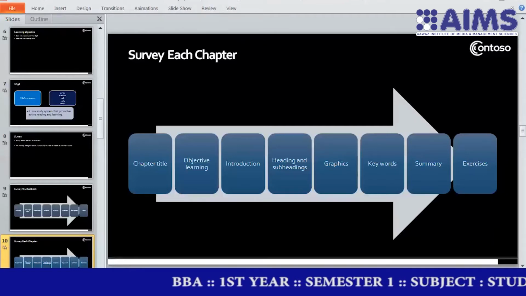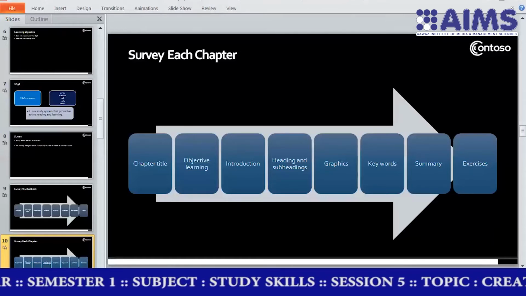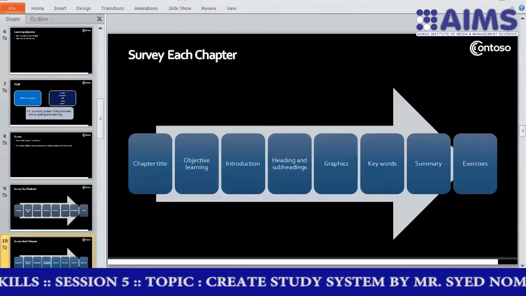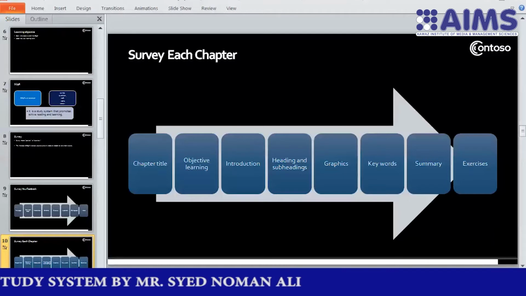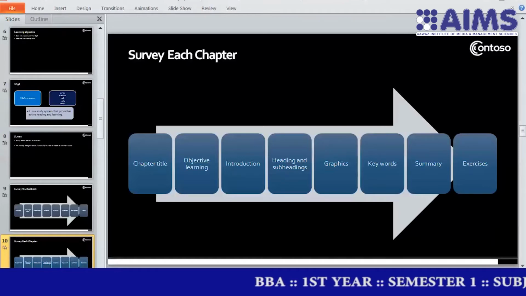So keywords, you will go for the keywords, and then finally at the end of every chapter there is a summary. If you have less time, if you want a quick review and revision of the chapter, then you move toward the last section, which is the summary.